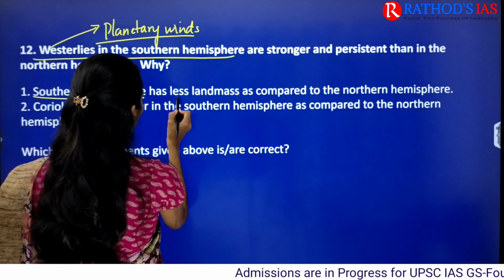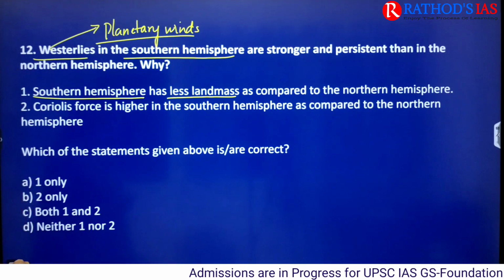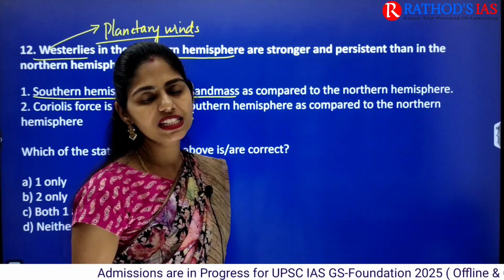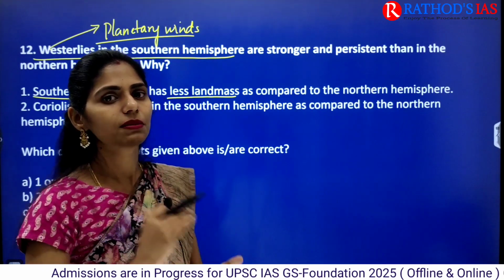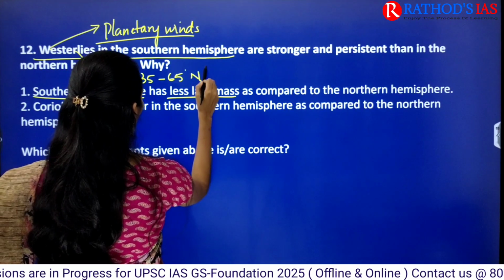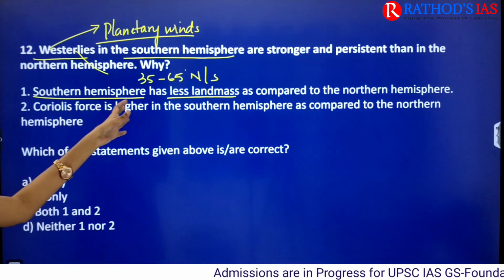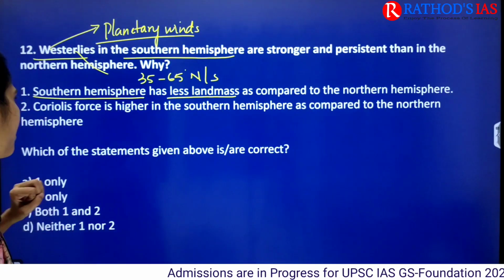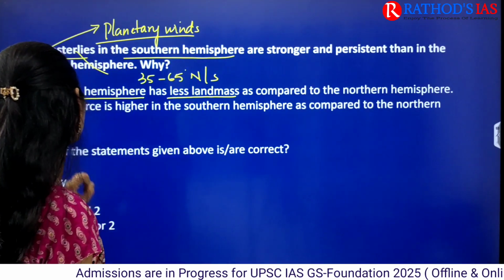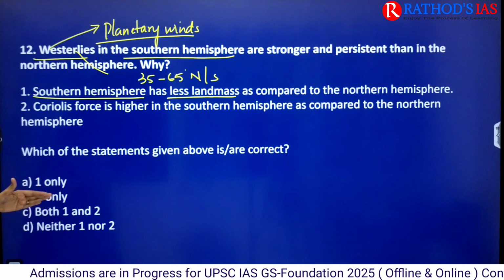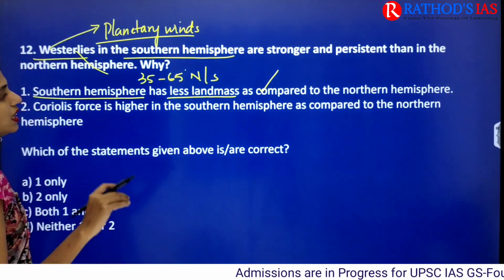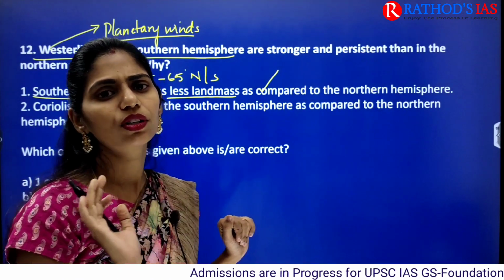So first one is: southern hemisphere has less land mass compared to that of northern hemisphere. If you see the globe, most of the continents are seen in the northern hemisphere, and we can see very few continents or very little land mass in the southern hemisphere. And these westerlies flow between 35 to 65 degrees north and south. In this region, especially in the southern hemisphere, we have very little land. And next one is: Coriolis force is higher in southern hemisphere as compared to that of northern hemisphere. So options are 1 only, 2 only, both and neither. As I said, this first statement is correct because the land mass in the southern hemisphere is less compared to that of northern hemisphere.